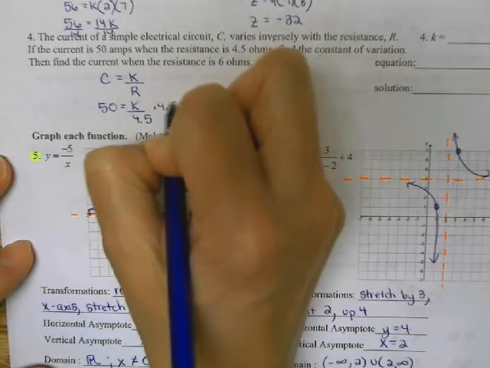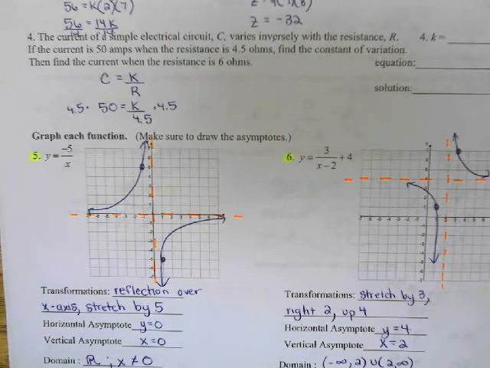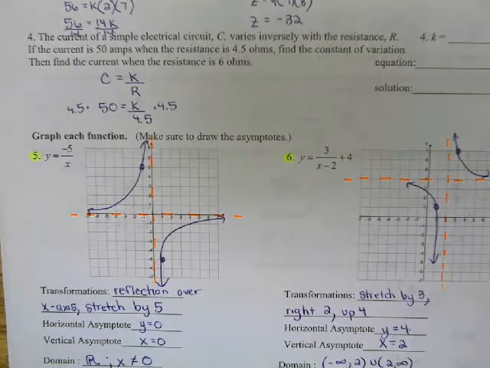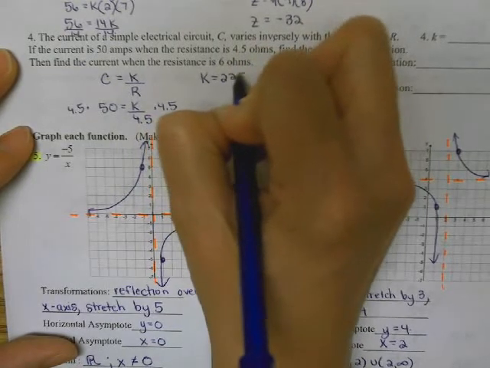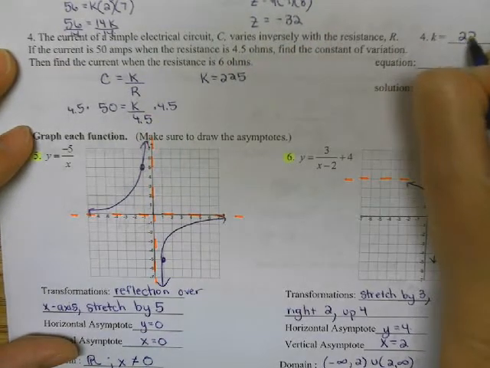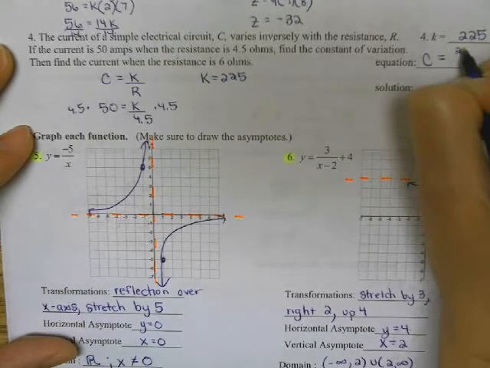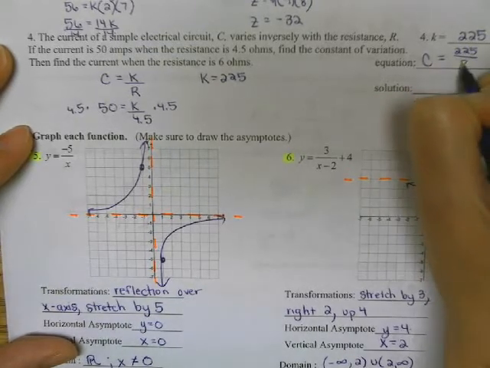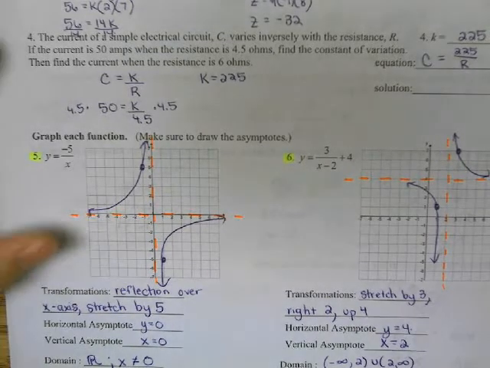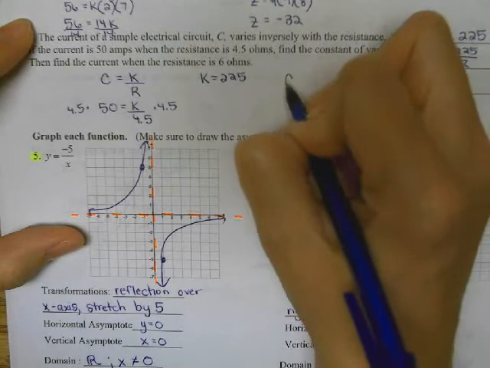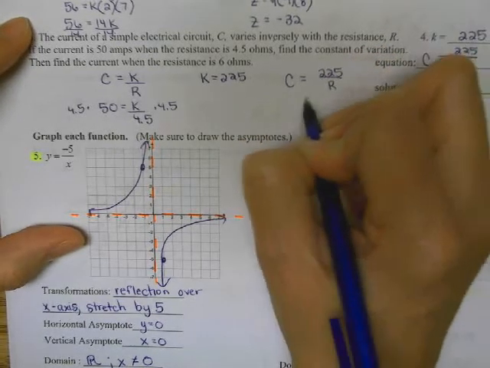So current is 50 when resistance is 4.5. To get rid of the 4.5, I'm going to multiply it on both sides. So 50 times 4.5 is going to give me 225. So that is my K. Which means if I rewrite my equation, it's C equals 225 divided by R. Then we want to find the current if the resistance is 6. So current is 225 divided by resistance.